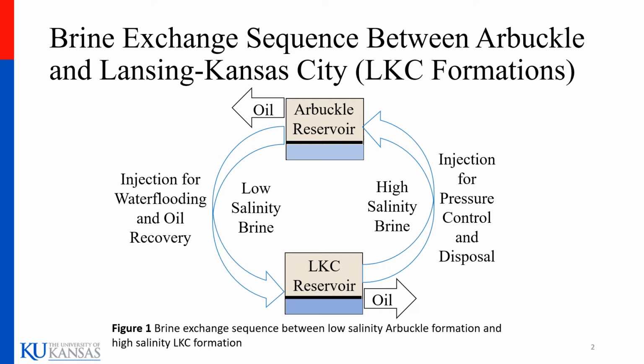In brine exchange, the wastewater, also referred to as brine or produced water, from one oil reservoir, the Arbuckle in this case, is transported to another reservoir, the LKC reservoir, and used as a substitute for fresh water in a practice known as low salinity water flooding. In return, the produced water from the LKC reservoir is transported back to the Arbuckle reservoir and injected underground to maintain operating pressures. The main benefit of brine exchange over conventional deep well disposal is that the produced water can be used for other utility purposes and the quantity of fresh water consumed is also decreased.